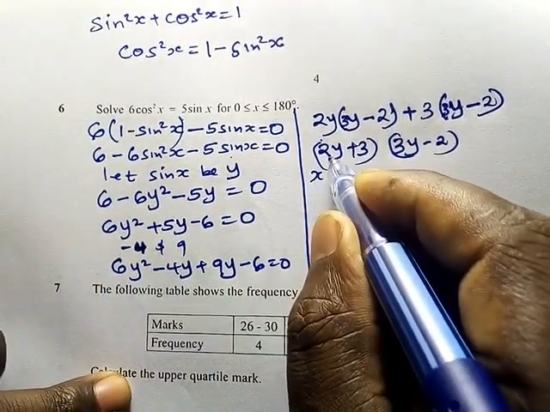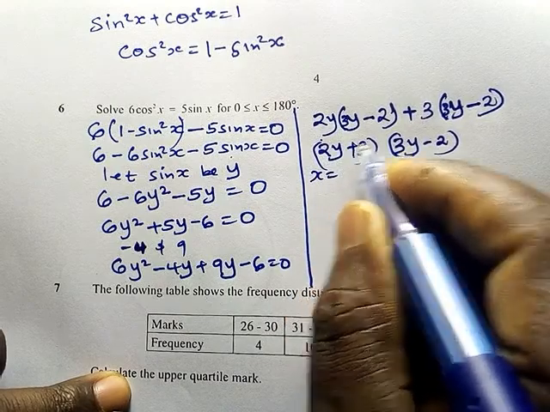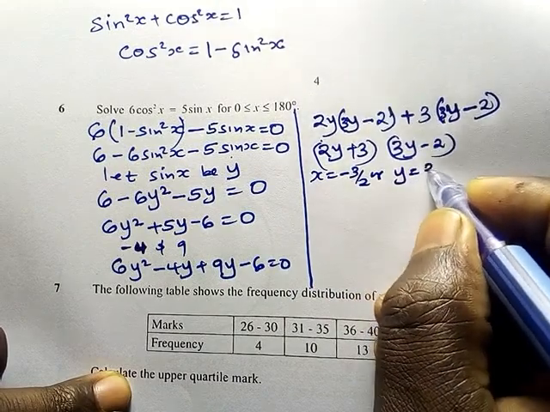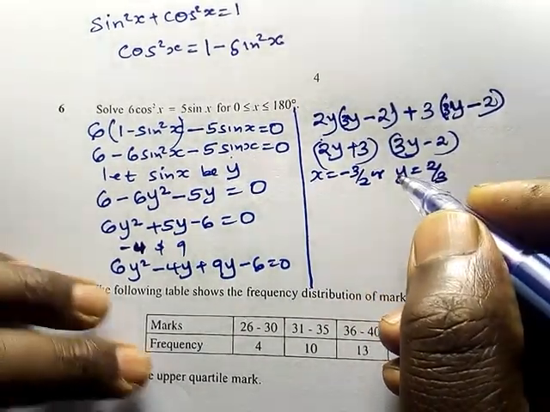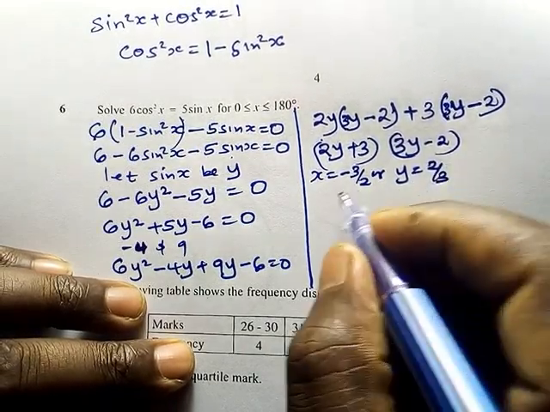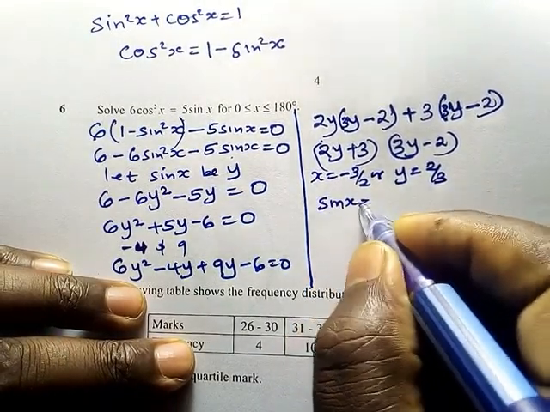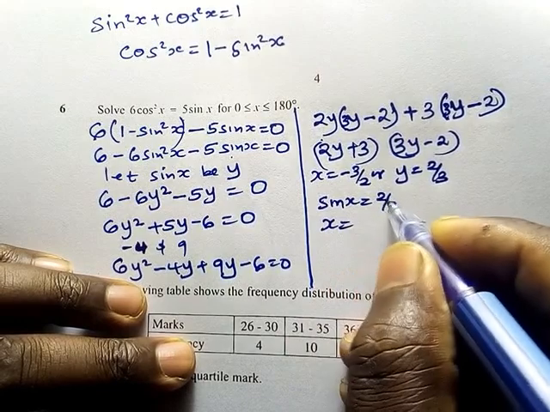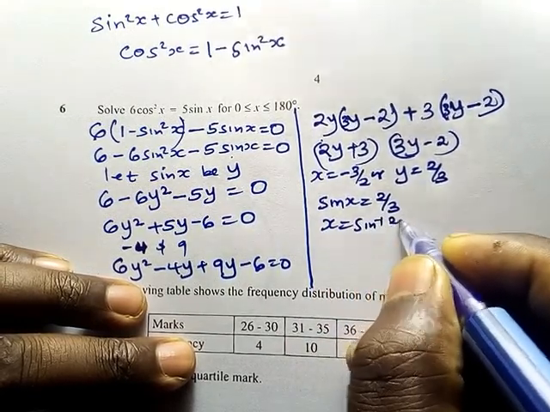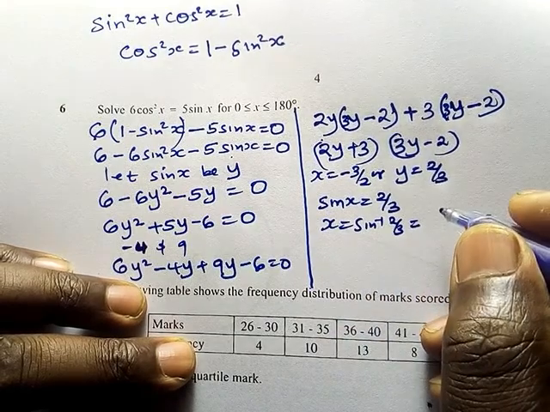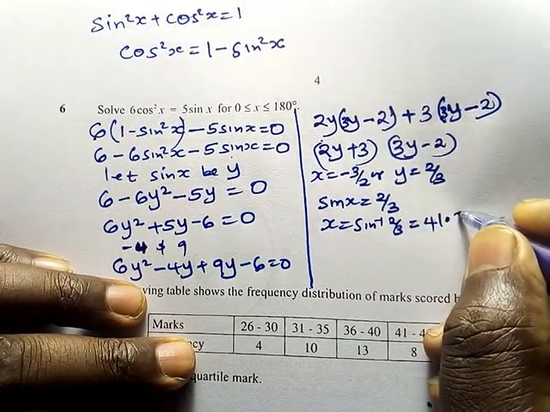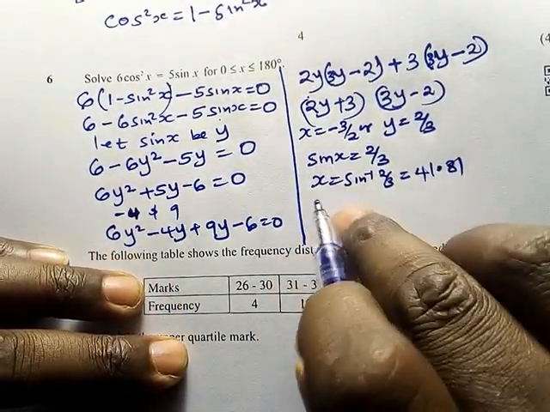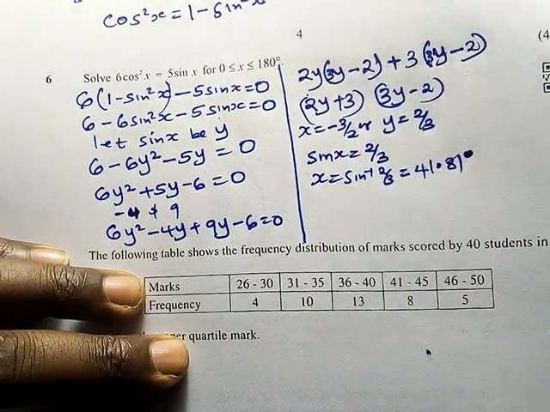So y for the first one is equal to, you divide by here, negative 3 over 2, or y is equal to 2 over 3. So you ignore the negative and we take the positive. So it means that sine x is equal to 2 over 3. And 2 over 3, we want the value x, it is the sine inverse 2 over 3, and this one will give us 41.81. So that is the value of x in degrees.